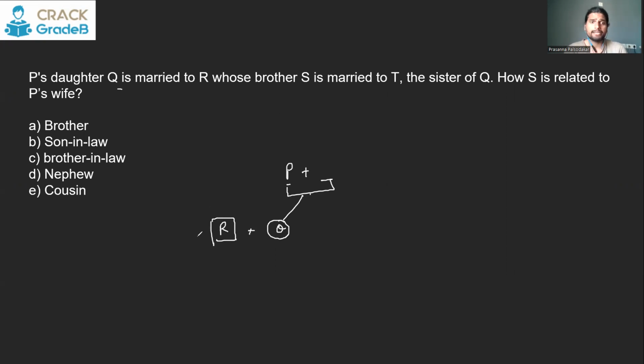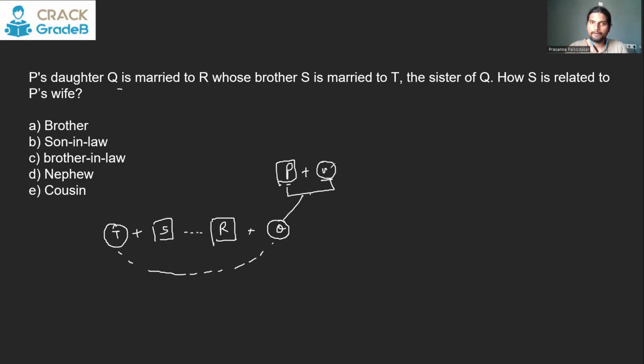Whose brother S is married to T. So R has a brother S who is married with T. So T is going to be female. The sister of Q. That means T and Q are the sisters. S and R are the brothers. So it's like two brothers are married with two sisters. So how is S related to P's wife? That means P is a male.